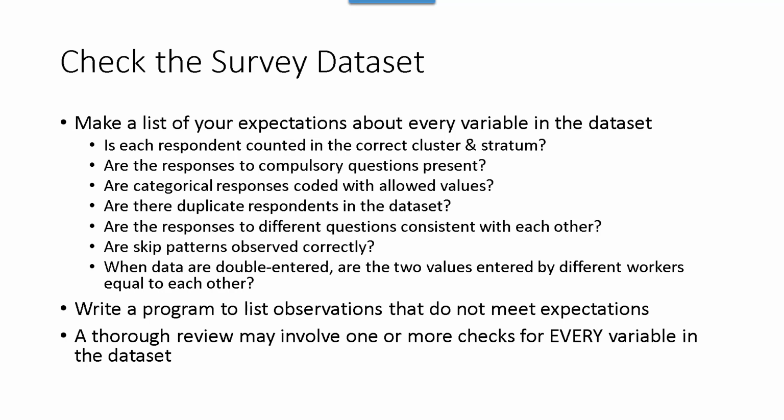Were the skip patterns in the survey observed correctly? If the respondent said that they have never smoked at all, then did they later answer questions about how many cigarettes, saying that they'd smoked 5 cigarettes per day? Why were those later questions asked if they should have been skipped? So were the skip patterns observed correctly?